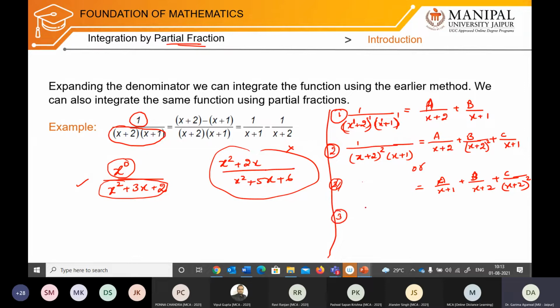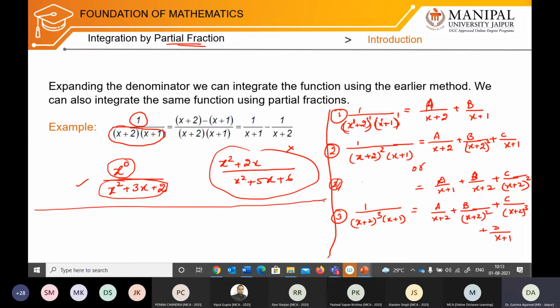One more thing: if it is x plus 2 whole cube times x plus 1, then it will be a upon x plus 2, b upon x plus 2 square, c upon x plus 2 cube, and d upon x plus 1. Now if it is whole power 4, then we get one more term, that is e upon x plus 2 whole power 4, right?